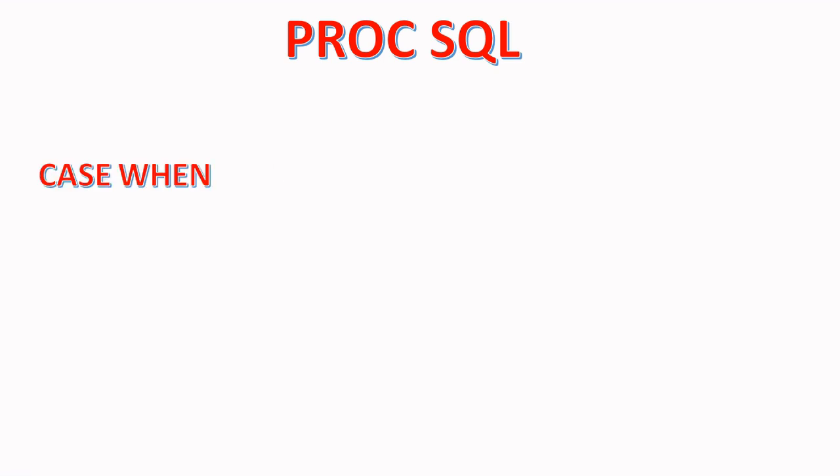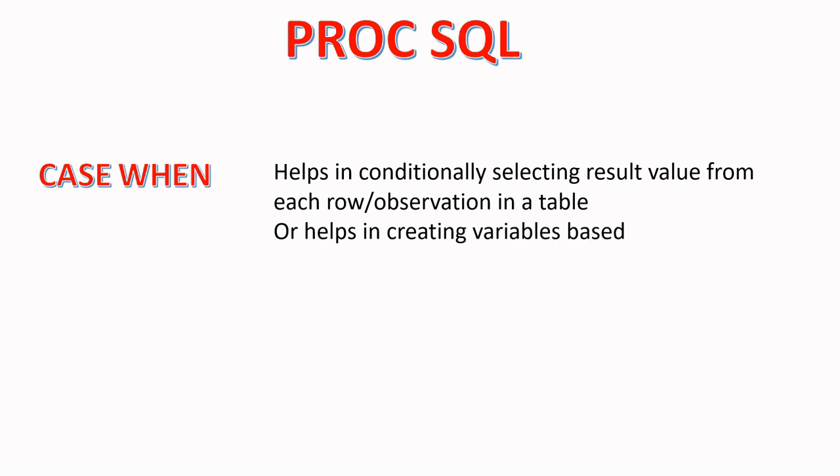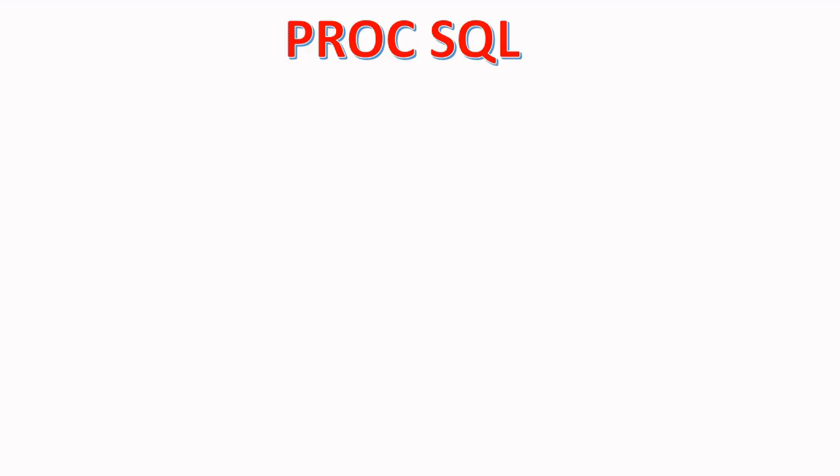Case when: its definition says it helps in conditionally selecting a result value from each row or observation in a table, or helps in creating variables based on certain conditions. It's nothing much, but just like the if and else statement which we have learned previously. So let's go ahead and see how it works.